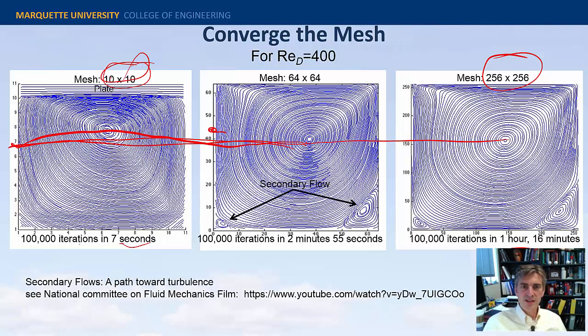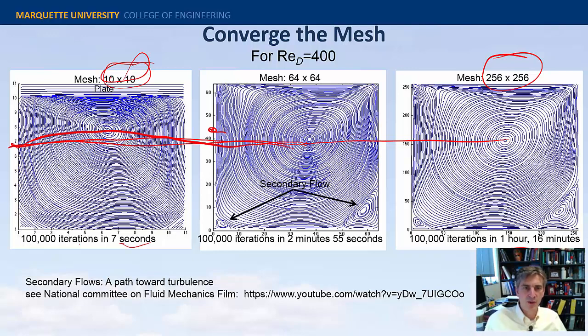All right, so this secondary flow is really a path towards turbulence. That's why we're excited about it. This primary flow induces a secondary flow, and one can imagine that it continues to happen. More and more secondary flows appear, smaller and smaller eddies, and eventually you've got yourself a fully turbulent flow.